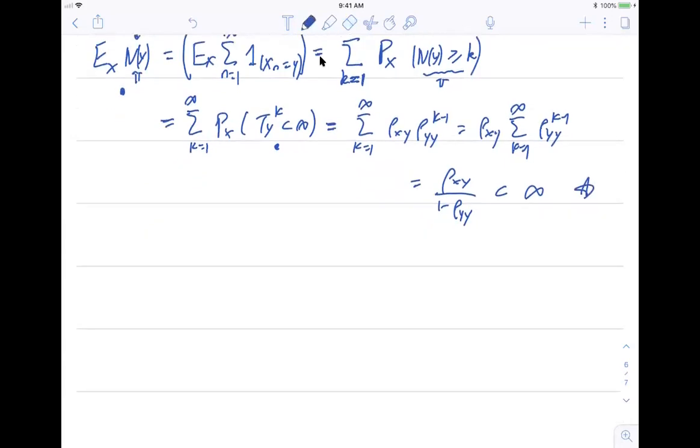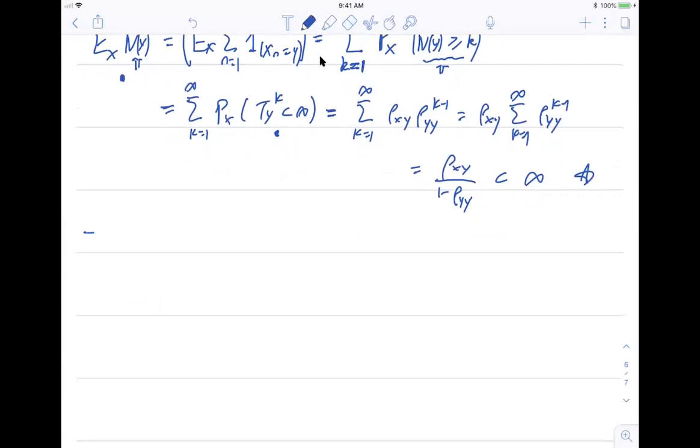Okay, so if we sum up the two cases, we get the characterization, Theorem 5.3.1. So y is recurrent if and only if the expected number of visits to y, starting from y, equals infinity. A very easy characterization.